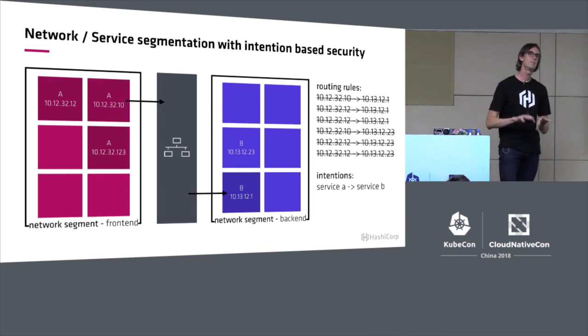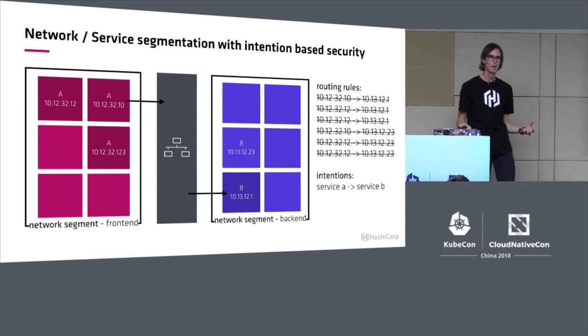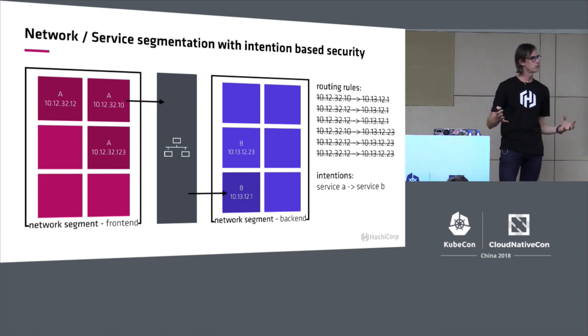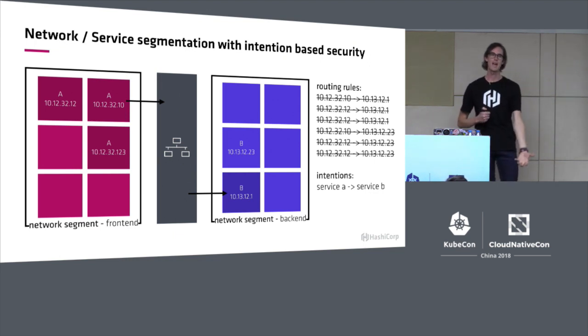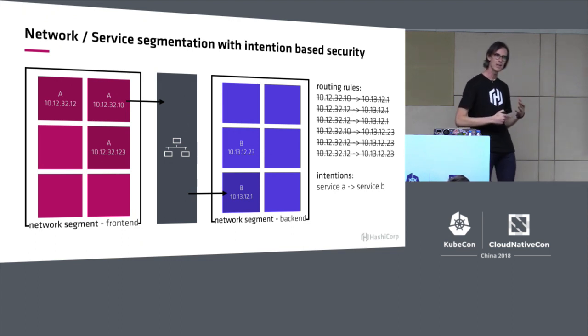What we want to be able to do is have a dynamic model for network segregation. We don't want to be defining things on static network locations. We want to be basing things on application ID. So we want to take an intention-based approach: I have the intention that application A talks to application B. It's simpler and it's dynamic, because as the applications are rescheduled, you don't need to keep reconfiguring those rules.